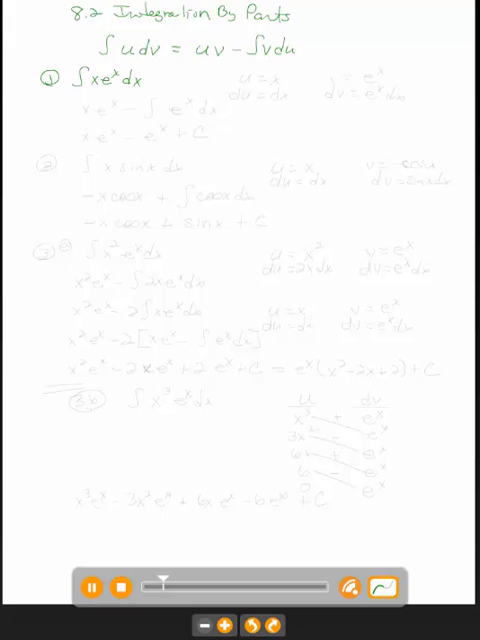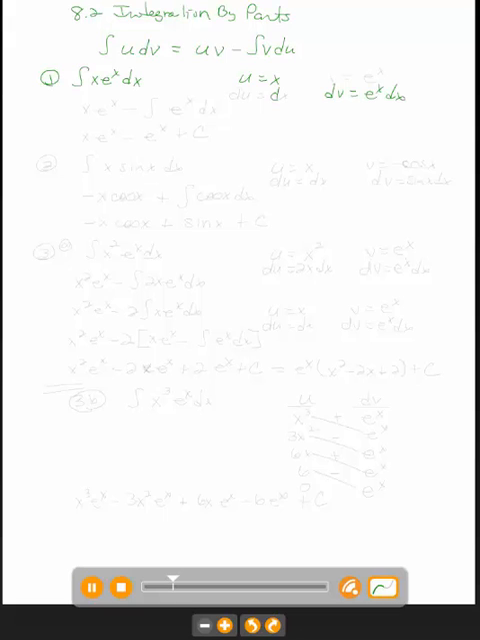Now, the key on this, the first thing you look for is, is there one of the two functions that if you take the derivative, it goes to 1, or a number? In this case, it's the x. So I'm going to let the u be the x. And then the dv is going to be whatever's left.